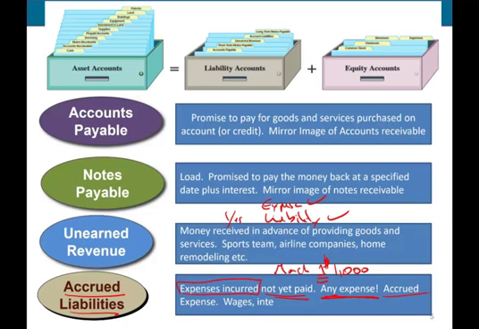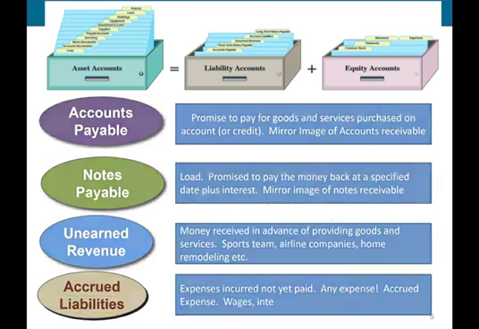Examples will be accrued wages, interest if you owe any interest, rent if you owe any rent, and taxes. Anytime you owe money as an expense, it becomes called an accrued expense or accrued liability. They're the same thing. Okay, and we have many of them. We're going to see them later on in future chapters.